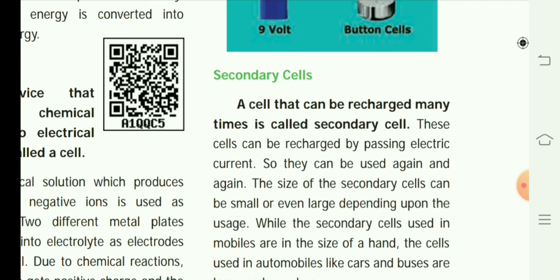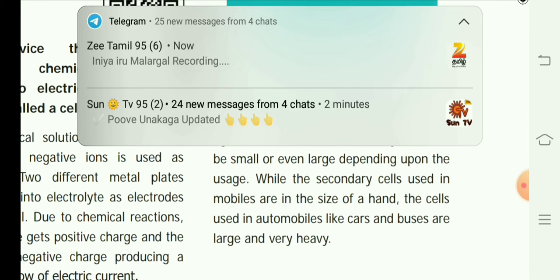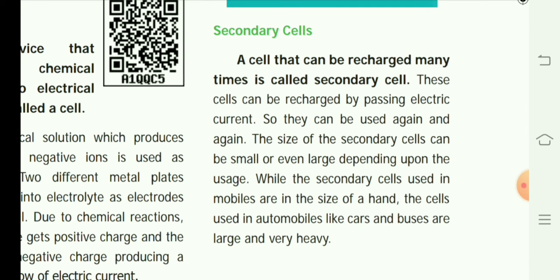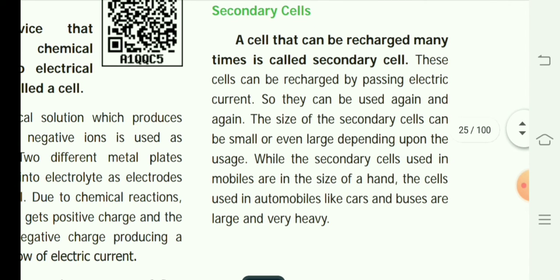Do you know the difference between the primary and the secondary cell, student? These cells can be recharged by passing electric current, so they can be used again and again. The size of the secondary cells can be small or even large depending upon the usage. While the secondary cells used in mobiles are the size of a hand, the cells used in automobiles like cars and buses are large and very heavy.